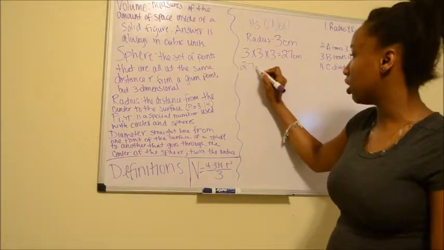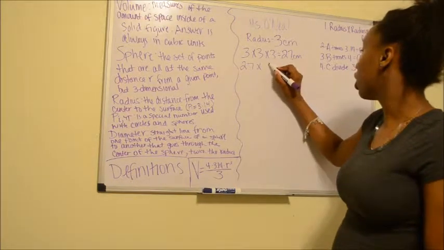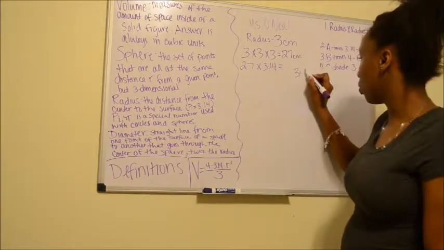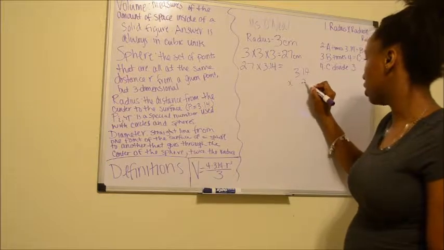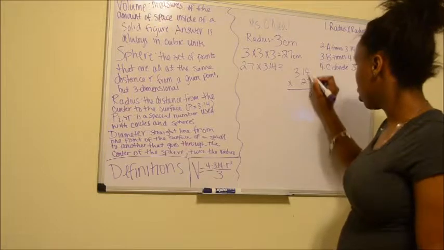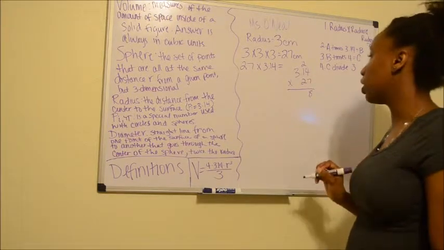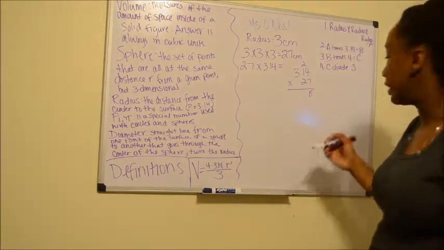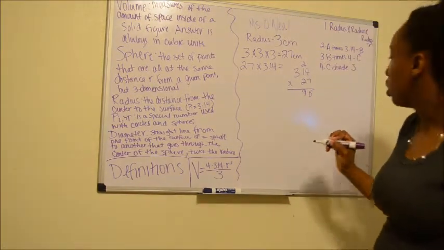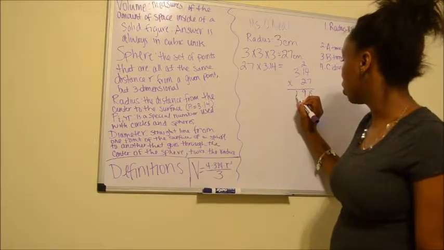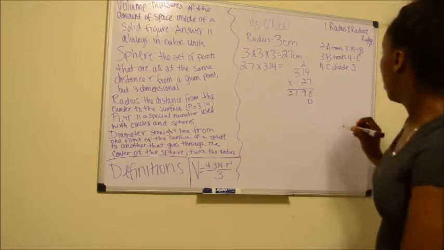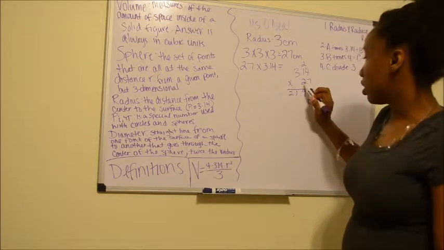So 27 times 3.14 equals, so 3.14 times 27. 7 times 4 is 28. Carry your 2. 7 times 1 is 7, plus 2 is 9. 7 times 3 is 21. So we're going to put our decimal and put 21. And then we're going to add a 0 at the bottom, and then we'll go to the second row.